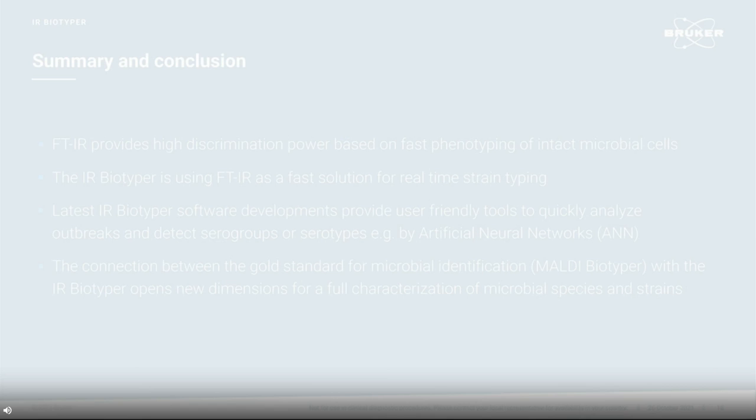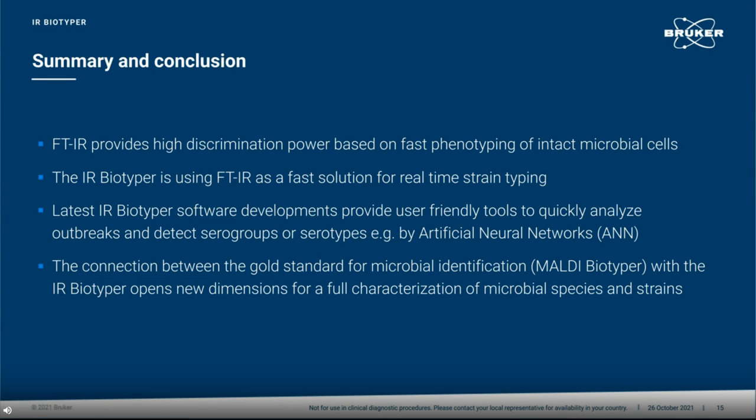And with this, I would like to summarize and conclude. So I hope I've shown that FTIR provides high discrimination power based on phenotyping of intact cells. The IR Biotyper is using FTIR as a fast technique. Latest software developments provide user-friendly tools to quickly analyze outbreaks and detect also serogroups, serotypes by ANN, and the connection between the gold standard for microbial identification, the MALDI Biotyper, with the IR Biotyper opens new dimensions for full characterization of species and strains. So that's quite interesting.